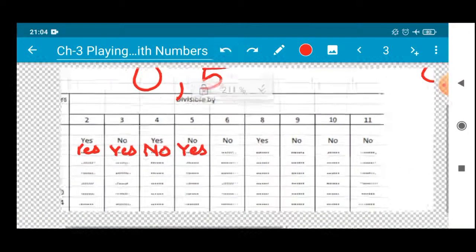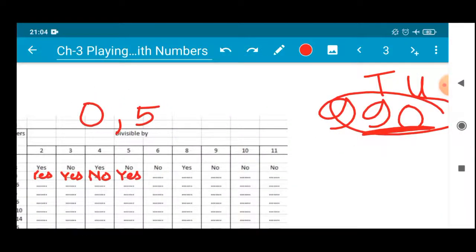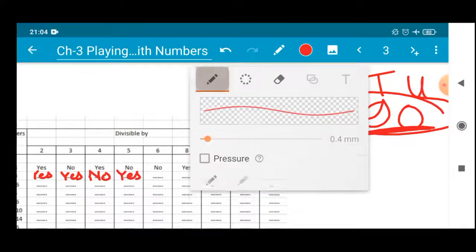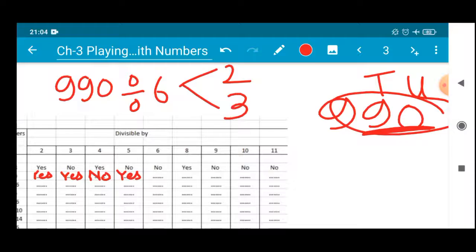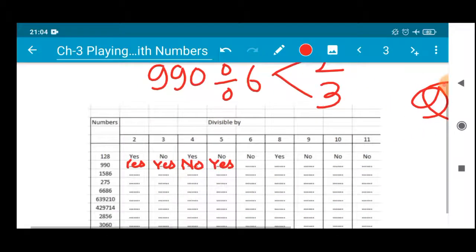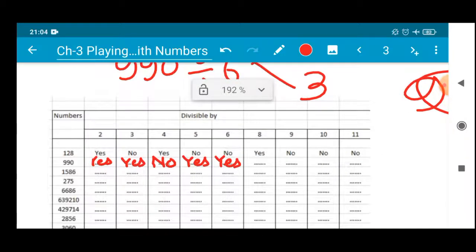Okay, so next, is 990 divisible by 6 or not? In order to check that, we have to check with the 2 and 3 form, that is whether it is divisible by 2 and whether it is divisible by 3. You can see here that 2 and 3 both are able to divide, yes. So for 6 also it is yes, isn't it? So this is how we do.